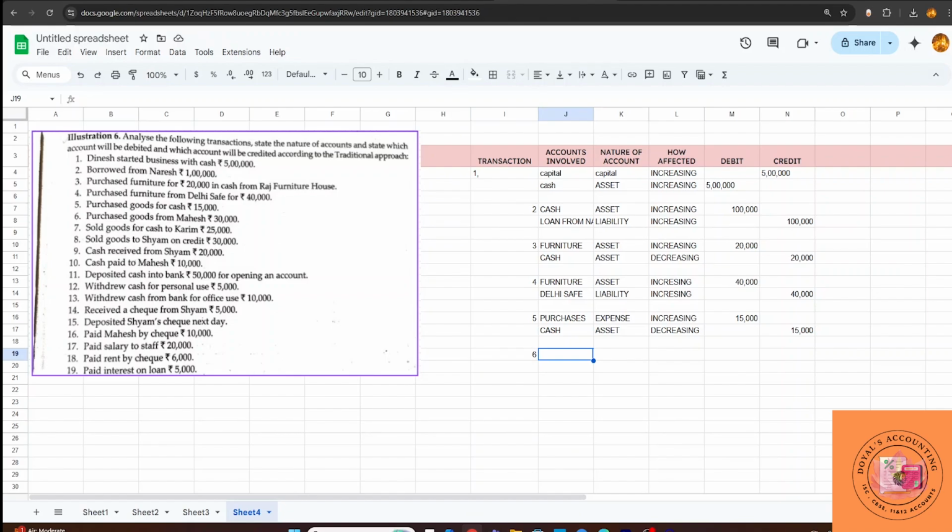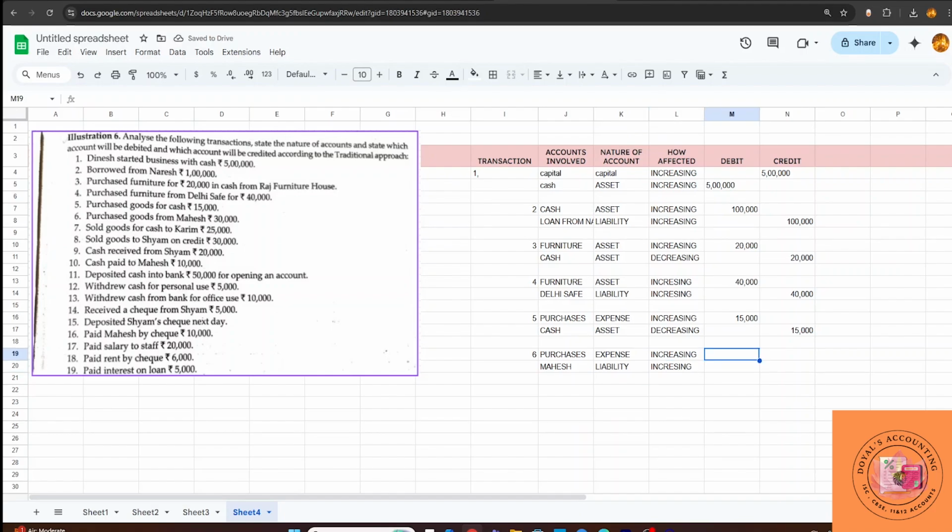Number 6, we have purchased goods from Mahesh for rupees 30,000. Here again note, they have not mentioned cash. That means these goods have been purchased from Mahesh on credit. So two accounts again will be involved. One is purchases account and another is Mahesh account. Purchases is an expense account and Mahesh is a liability. Here my expense is increasing and my liability is also increasing.